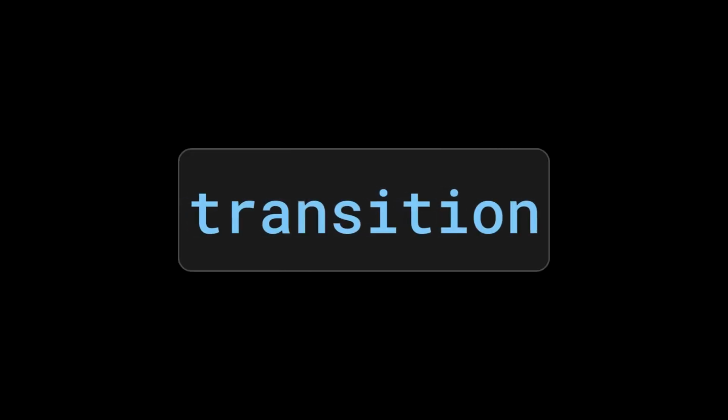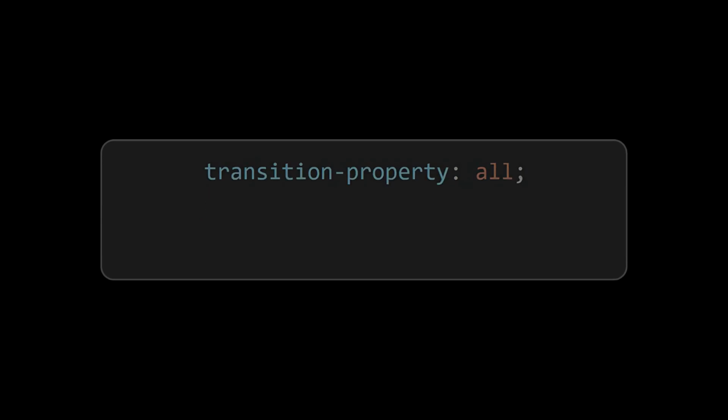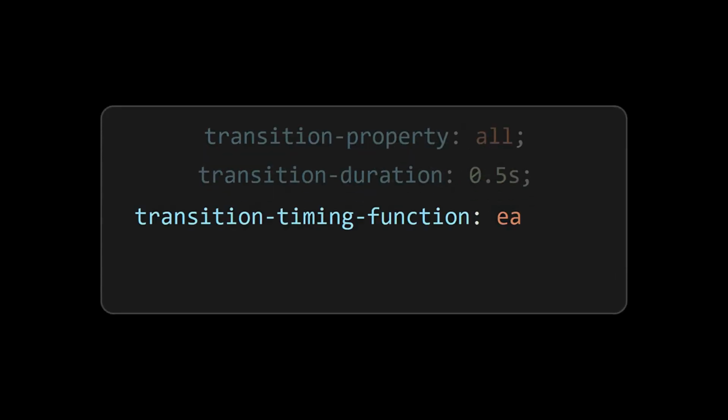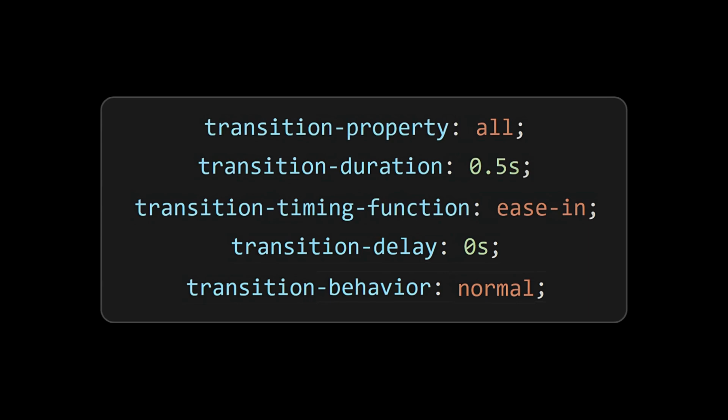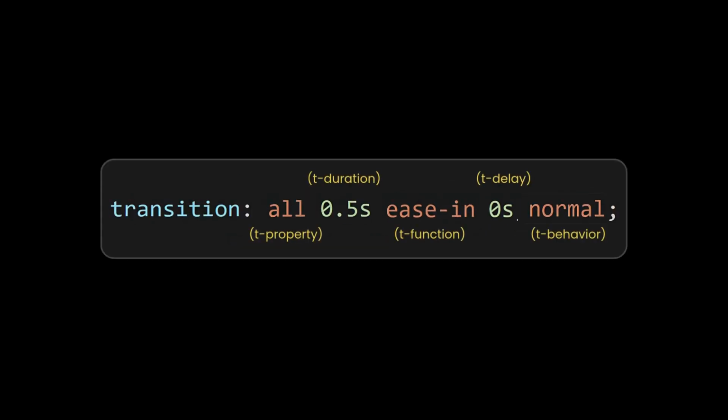Cut number 6. While applying transitions, we will set the properties like transition property, transition duration, transition timing function, and other properties. All this can also be written in one single line as shown. You can exclude the properties that are not needed.